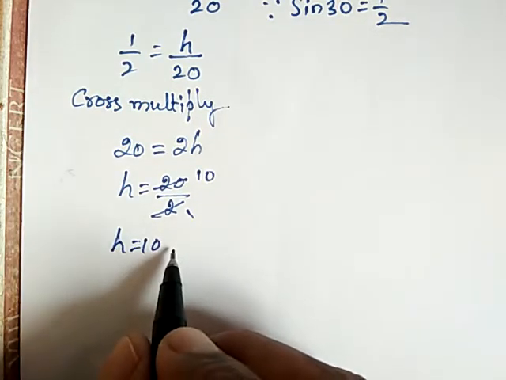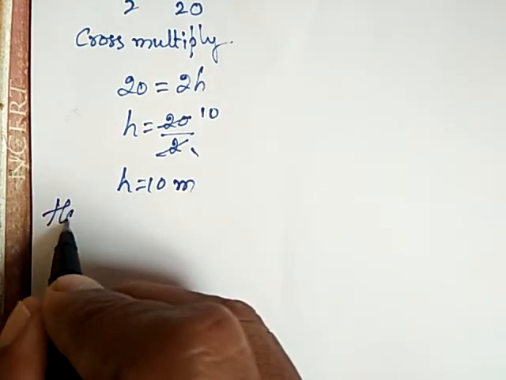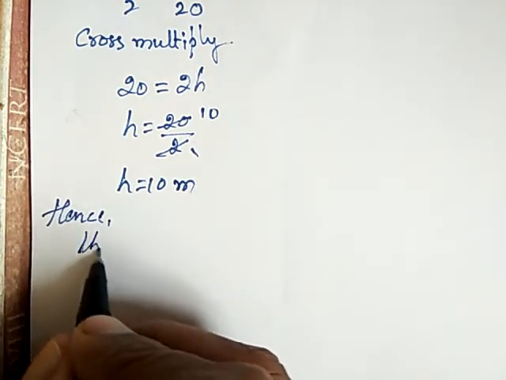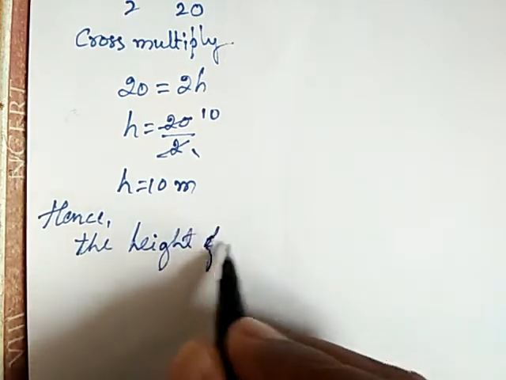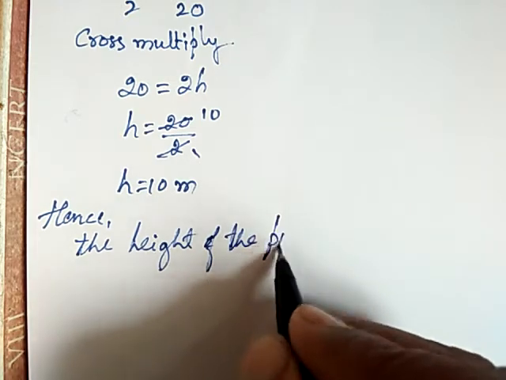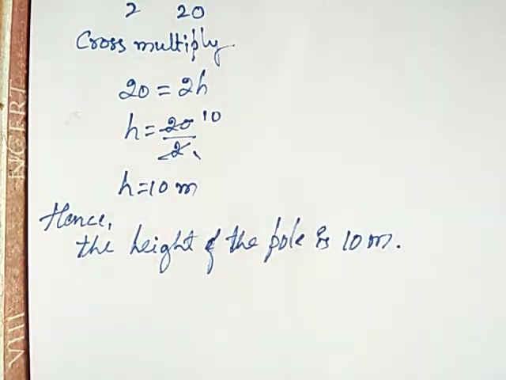Since the distance is given in meters, hence the height of the pole is 10 meters. Height of the pole is 10 meters. So let us go for the next one, question number 2.